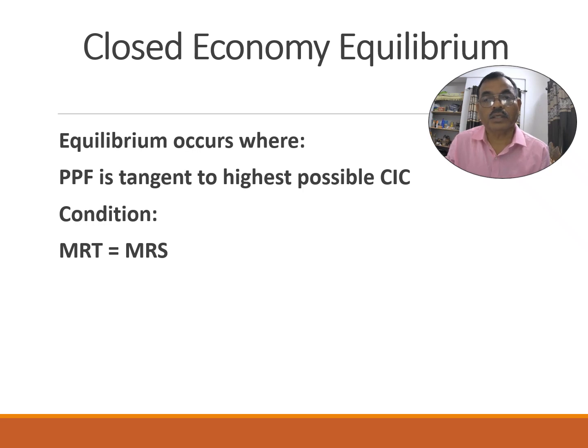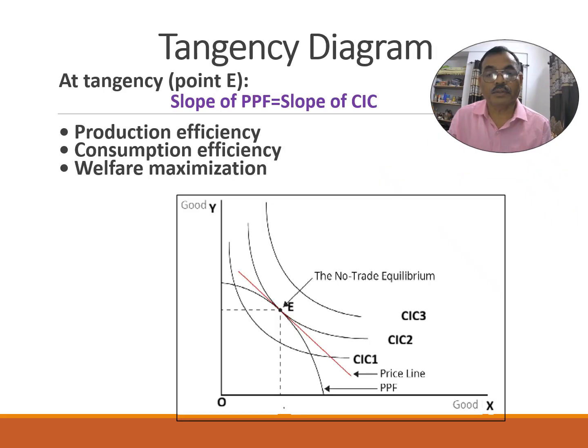Now, let us interpret the tangency diagram more carefully. This is the diagram. These are the community indifference curves, CIC1, CIC2, and CIC3. And this one is the production possibility frontier. We measure two goods, good X on the horizontal axis and good Y on the vertical axis. And E is the tangency point where the slope of the production possibility frontier equals the slope of the community indifference curve.